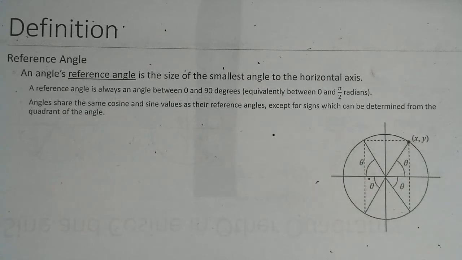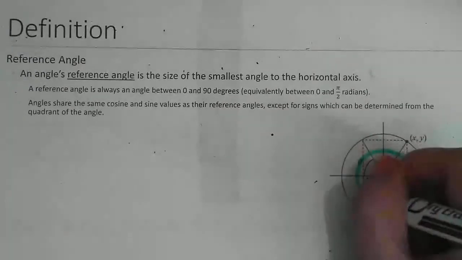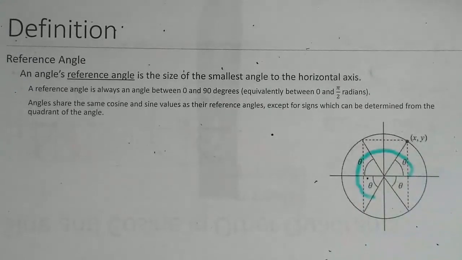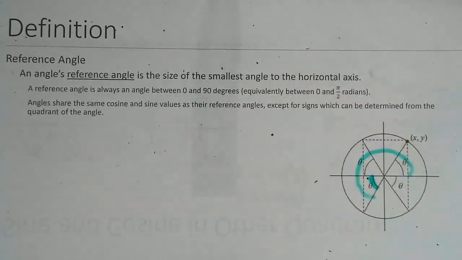What's really cool about this is when it comes to reference angles, angles share the same cosine and sine values as their reference angle, except for the signs, and we're going to be able to figure those out. So something might be positive or negative, but the actual numerical value is not going to change. So we may have a full angle being from there to there, from the positive x-axis all the way around to there. But we can find the sine and cosine value based on the reference angle, and we're going to know the values of sine and cosine of that reference angle. So let's see if we can figure out what's really going on here.